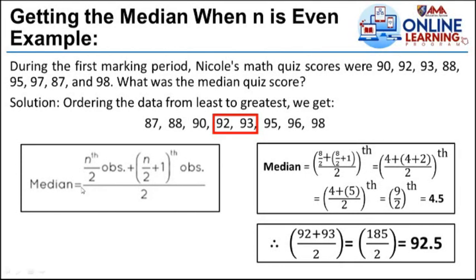So using the median formula for even elements, n is 1, 2, 3, 4, 5, 6, 7, 8. There are 8 elements. 8 divided by 2, plus 8 divided by 2 plus 1, divided by 2. So we have 4 plus 4 plus 2 divided by 2. Okay, 4 plus 5 divided by 2. So 9 divided by 2, the answer is 4.5.